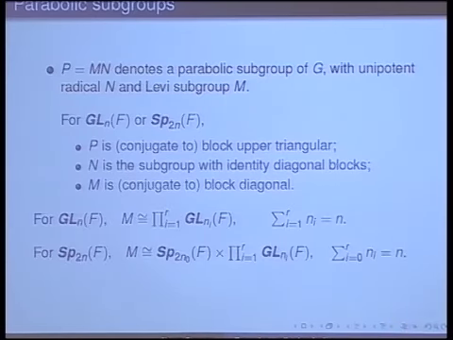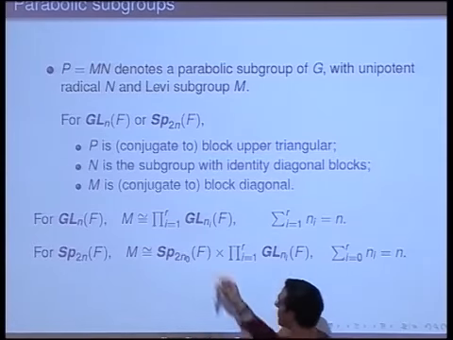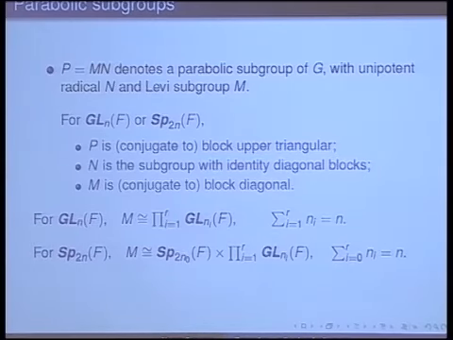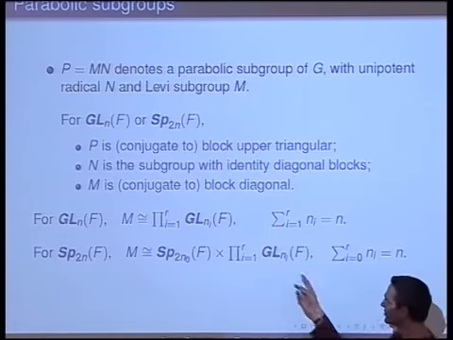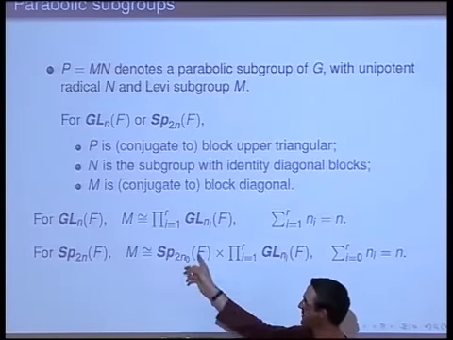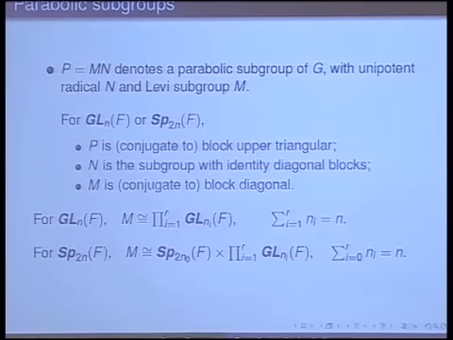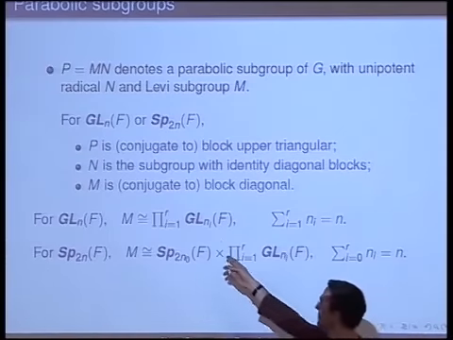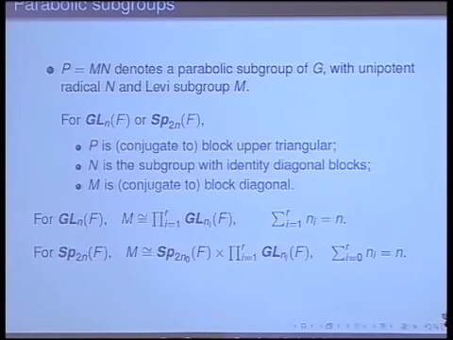So for GLN, the Levi subgroup is isomorphic to a product of copies of smaller GLNs. And for the symplectic group, you get one smaller symplectic group and then a bunch of GLNs whose sizes add up to the right thing. The point is just that if you want some sort of inductive characterization of all the representations, this is very useful, because if you've done all smaller GLNs, you can hope to do larger ones. And likewise, for symplectic groups, once you've done smaller symplectic groups and the general linear groups, you can hope to do the larger ones.